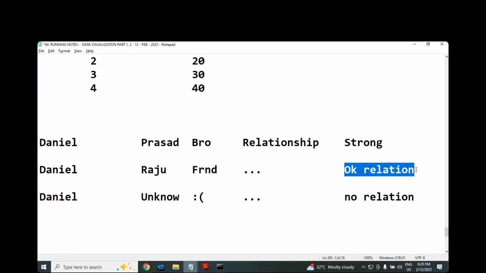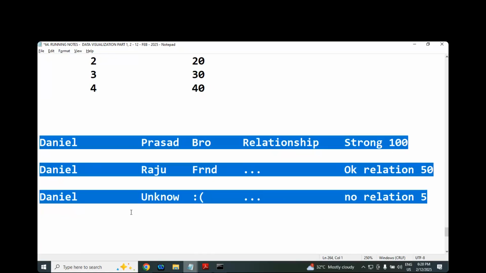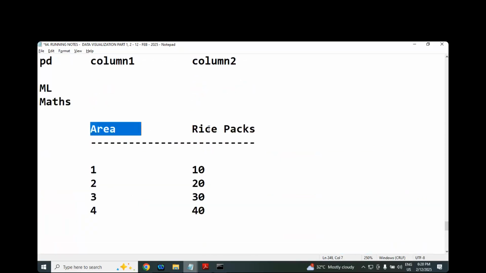okay relation. Here I can say 100% relation with my brother, 50% with a friend. And for an unknown person, at least I have some emotions; if he needs some help, some water, I can help, but that is only a 5% relation, not a strong relation. Like humans have a relation between one person and another, column to column also have a relation. That relationship you can draw by using a scatter plot.